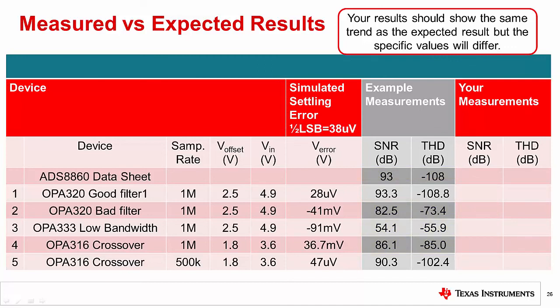The conclusion of this experiment is that it is important to select amplifiers with sufficient bandwidth and also choose the optimal RC charge bucket component values for best settling and AC performance.